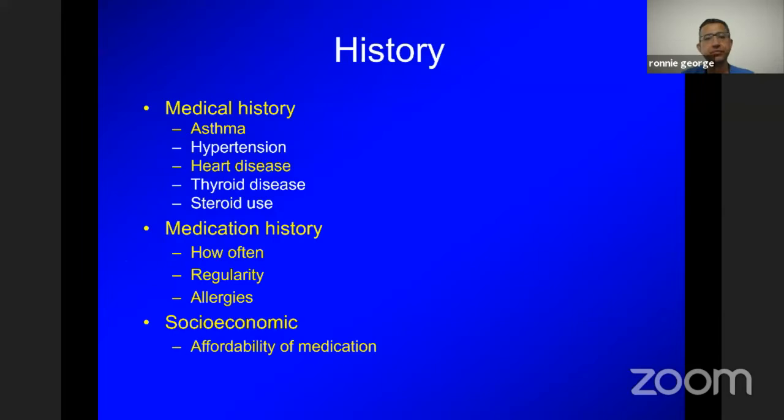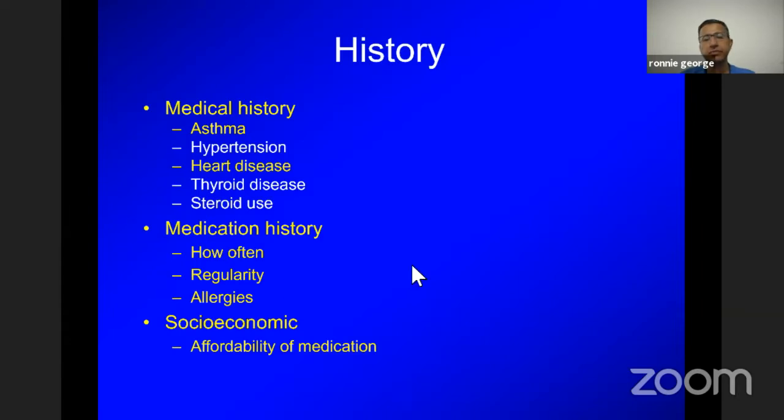The other important medical history for us is from 2 points of view. One is from the point of disease risk, and second is from the medication point of view. So you need to ask a history of asthma. You need to ask a history of heart disease because that will impact how you treat the patient. The history of thyroid or steroid use may give you a hint as to the etiology of the reason.